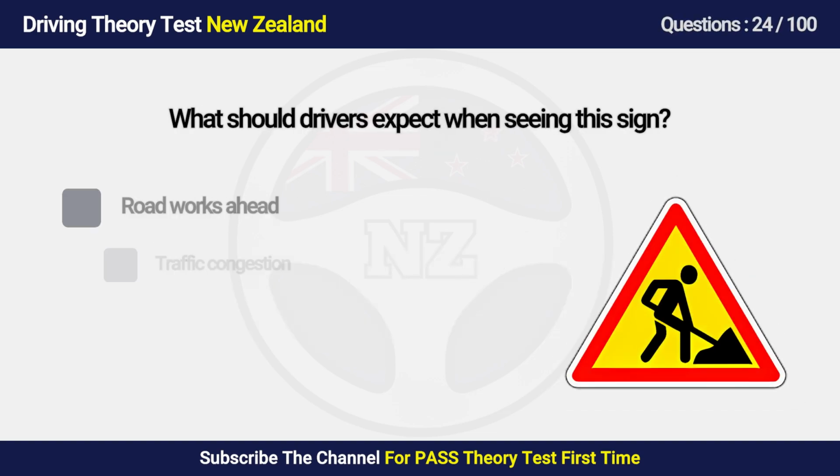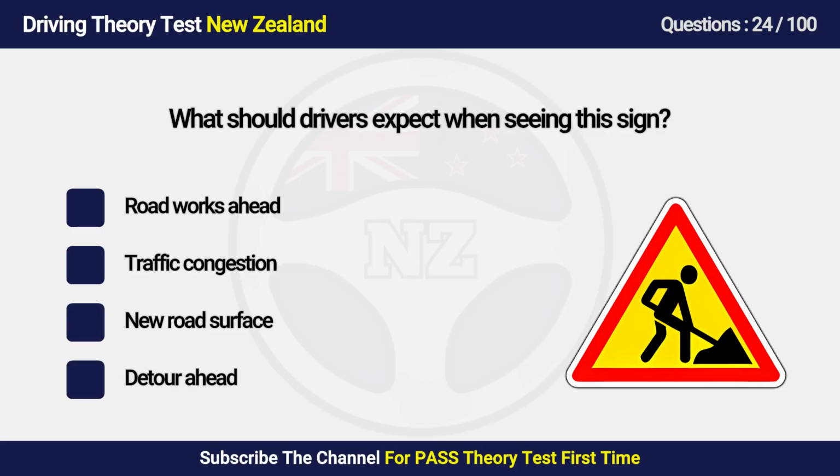Question 24. What should drivers expect when seeing this sign? A. Roadworks ahead, B. Traffic congestion, C. New road surface, D. Detour ahead.